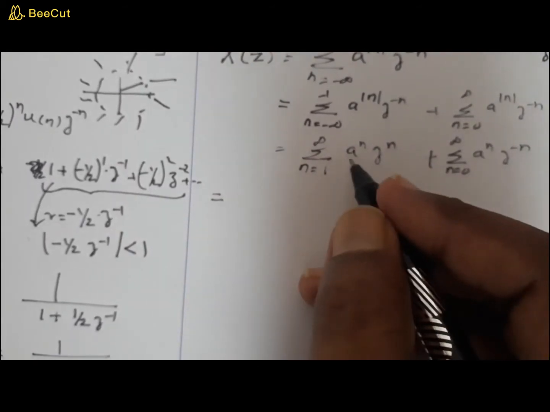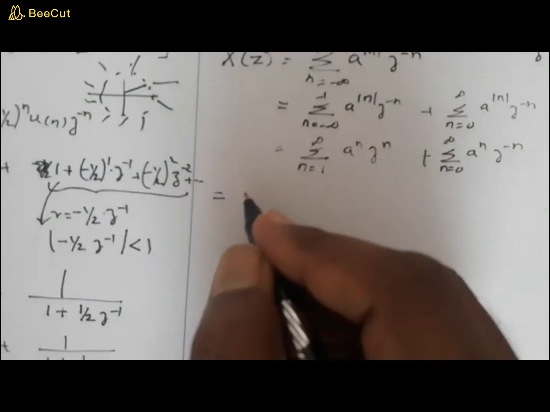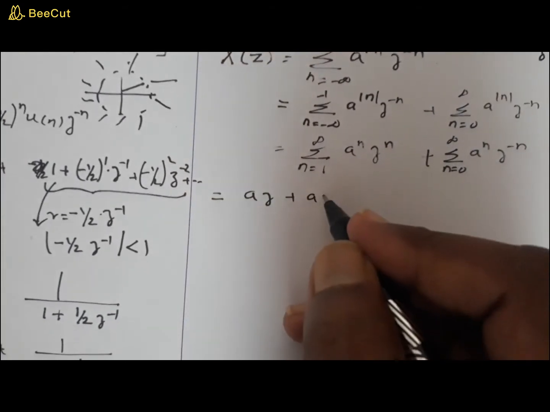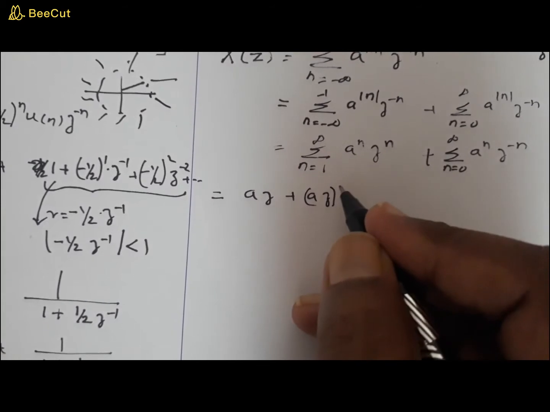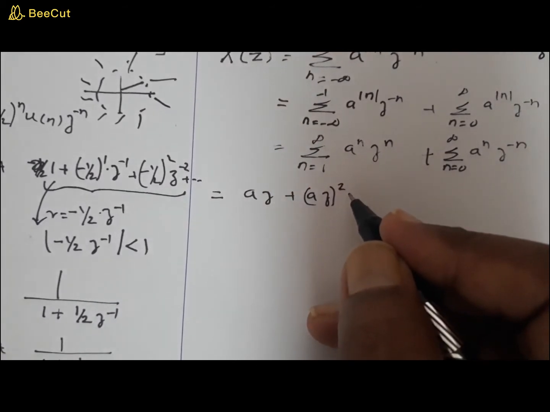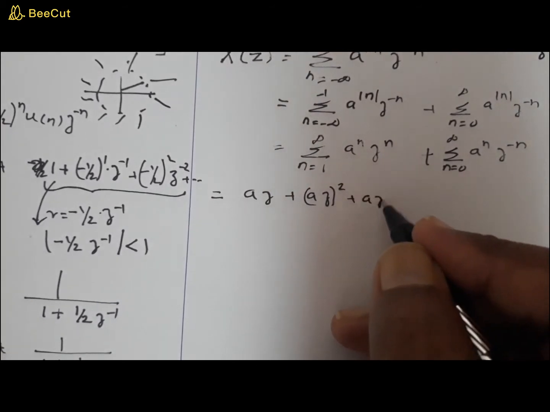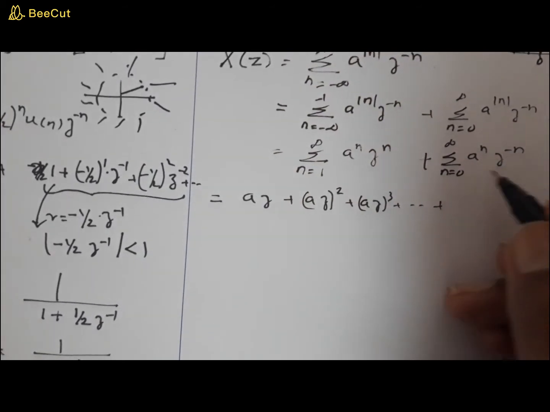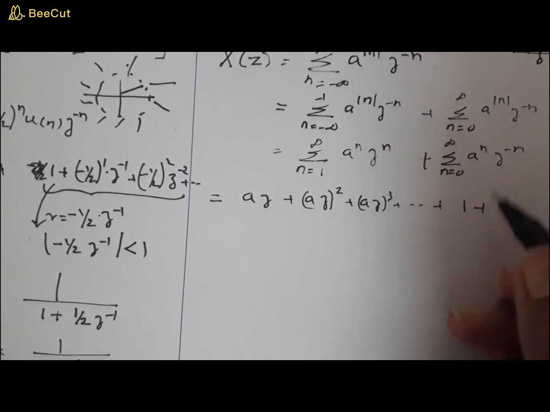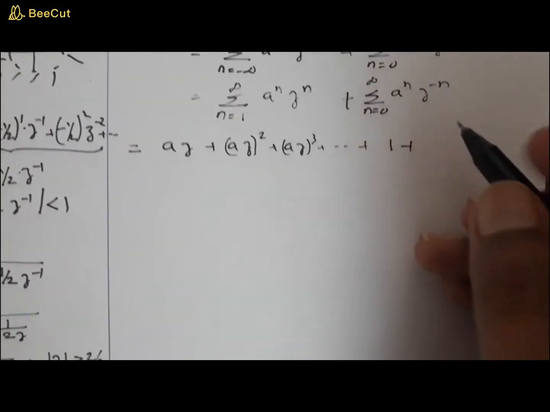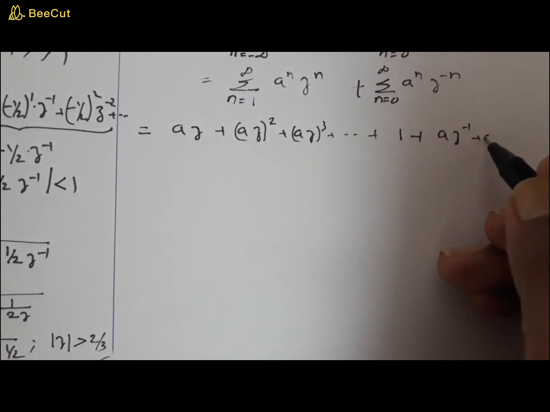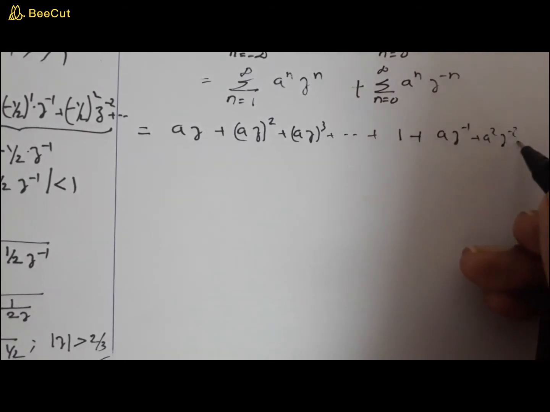Now let's try to expand this. When you expand, what is the first term? This is n equal to 1, so the first term is a z, plus a z square, plus a z cube, etc. Plus, then what about this? The first term will be 1, plus a z raised to minus 1, plus a square z raised to minus 2, etc.